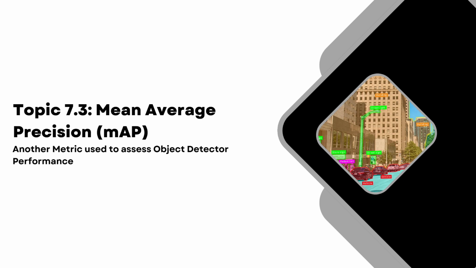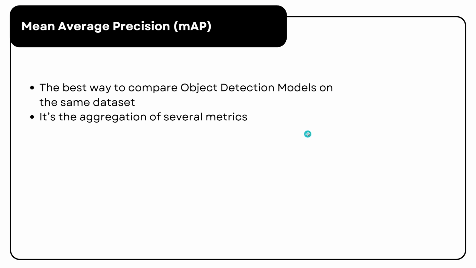Now that we have talked about how to assess individual bounding box predictions using IOU, here we have another metric used to assess object detector performance, and it is called mean average precision or mAP. So now we've talked about how to assess using the IOU. Let's take a look at how we evaluate and compare entire object detection models, and that's where mAP, or mean average precision, comes in.